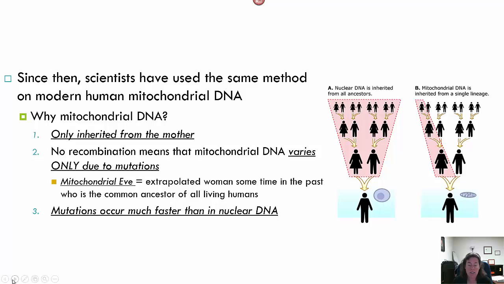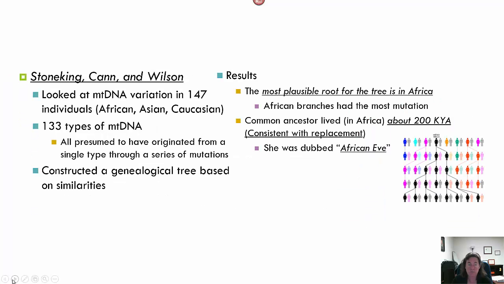Second, there's no recombination in mitochondrial DNA. So unless the mitochondria carry a novel mutation, a child has exactly the same mitochondria as their mother. And thirdly, the third reason that scientists have used mitochondrial DNA to explore questions of human variation or human evolution is that in mitochondrial DNA, mutations occur much faster than they do in nuclear DNA. So you can look at a much shorter time frame using mitochondrial DNA.